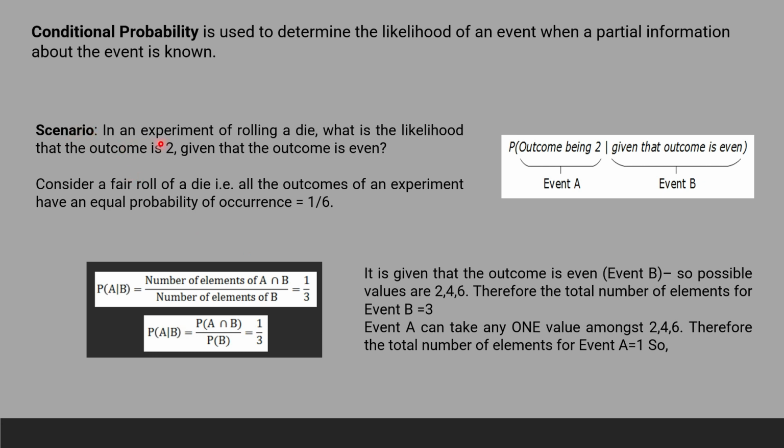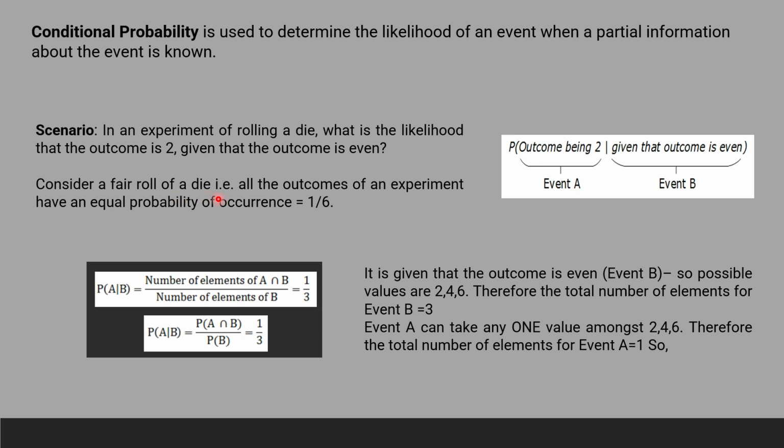So here's the scenario. In an experiment of rolling a die, what is the likelihood that the outcome is 2 given that the outcome is even? Here they have given that the outcome is even, and we need to calculate the likelihood that the outcome is 2. That means, what is the probability of getting 2 whenever there is an even outcome? That we need to calculate.